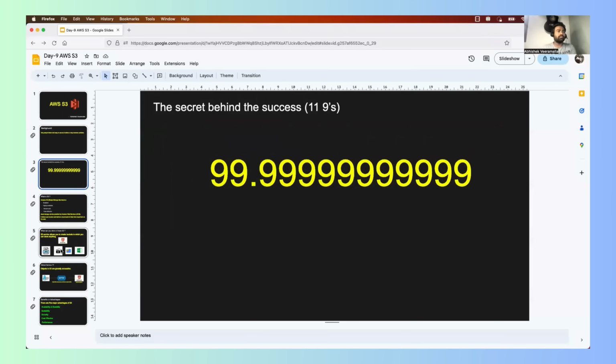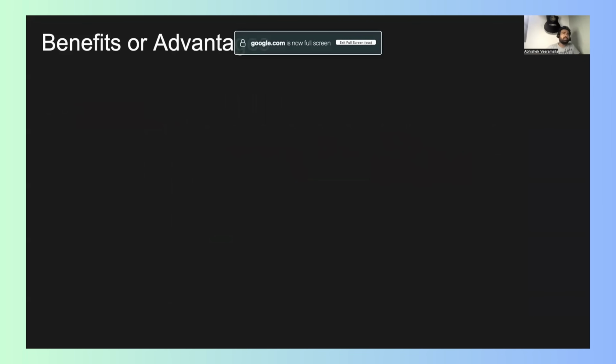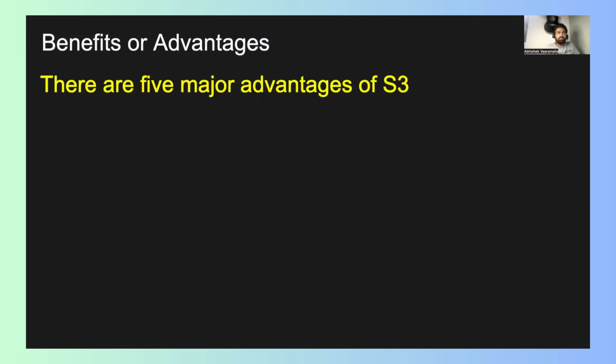Okay, so if we go to this specific slide now, benefits and advantages of S3. If organizations have to trust S3, and if they have to upload their information to S3, AWS has to provide them some kind of characteristics, right? So these are the 5 major advantages of AWS S3.